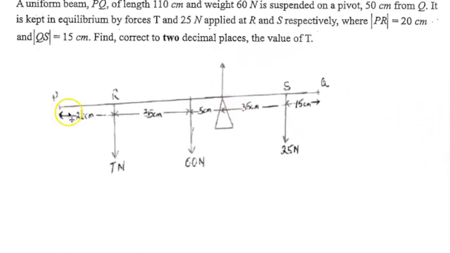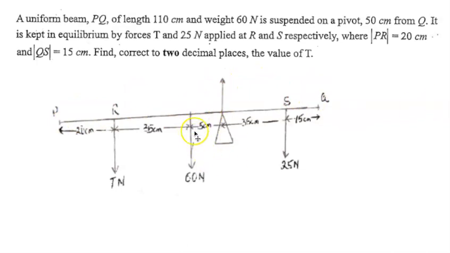This is the diagram. The beam is PQ and the weight is 60 newtons, and the weight is always at the middle. So if you have a 110 centimeters beam, then 55 centimeters is where the weight will be positioned. That's why the weight is at the 55 centimeters. Okay, and there is a pivot which is 50 centimeters from Q. So this is Q, and from this point to Q is 50 centimeters. But we were told that PR is 20 centimeters. So this is PR, 20 centimeters.